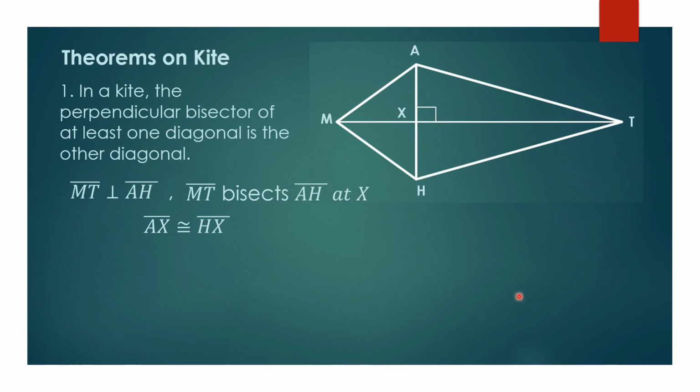And it can also be noticed that segment MT bisects also the ends of the kite, M and T. So segment MT is also an angle bisector of angle AMH and ATH.